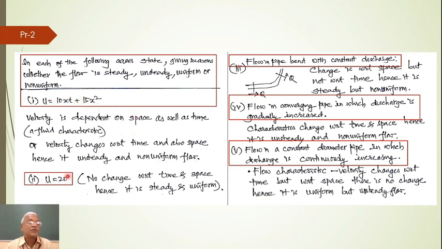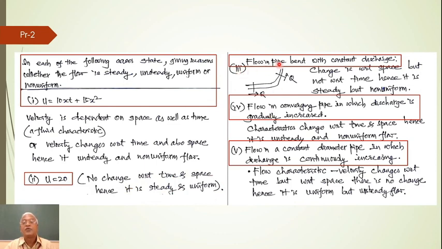Now suppose u is equal to 20, it is given. What happens is, with respect to time it is not changing. There is no t term, and there is no x term also to tell that it is space dependent. So there is no change with respect to time and space, hence it is both steady and uniform.